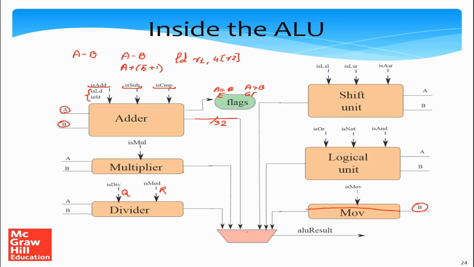So at the end we have a multiplexer which gets a lot of inputs. In this case it's getting 6 inputs, again based on the control signals. This has not been shown because there would be too many arrows. But based on the control signals from the control unit, we need to choose one of them, and that becomes the ALU result.